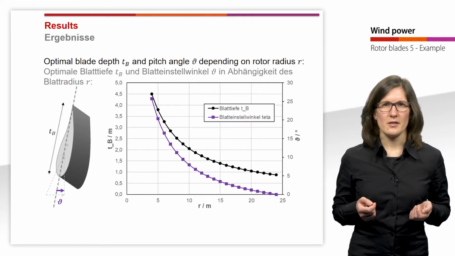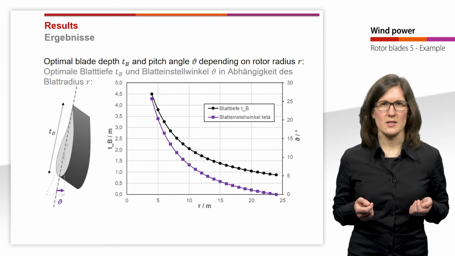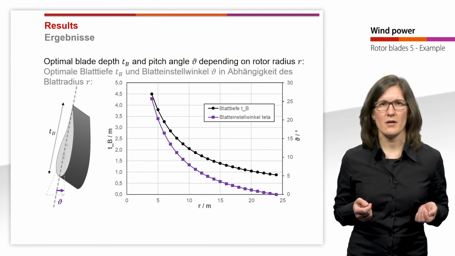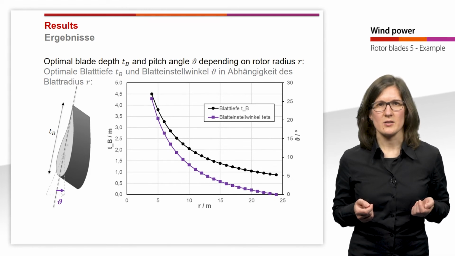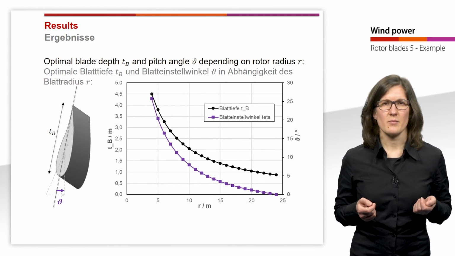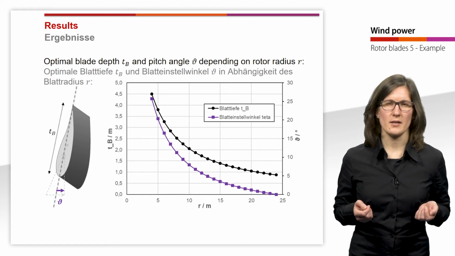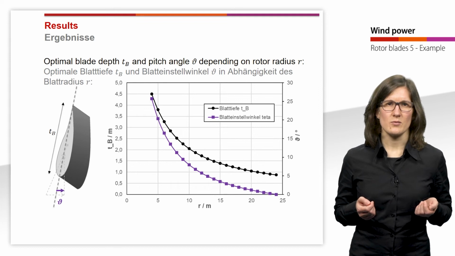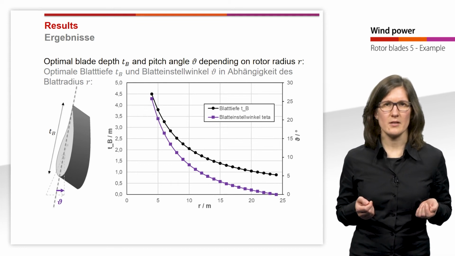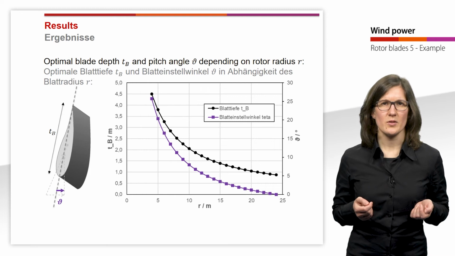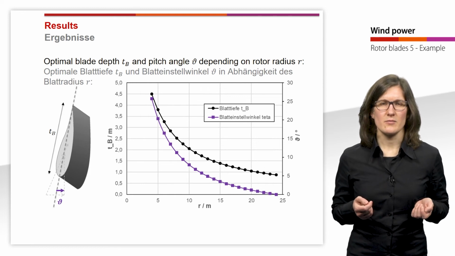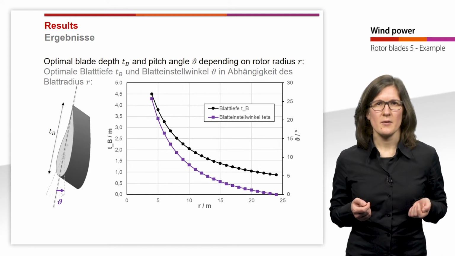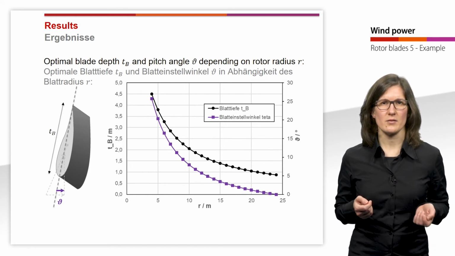In this graph here, you can see the optimal blade depth Tb and the pitch angle Theta depending on the blade radius r. The blade depth is shown on the left y-axis and the pitch angle is shown on the right y-axis. On the x-axis, the radius 0 corresponds to the center of the rotor blade and the radius 24 meters corresponds to the blade tip. It is visible that the blade depth and the pitch angle decrease with increasing rotor radius.